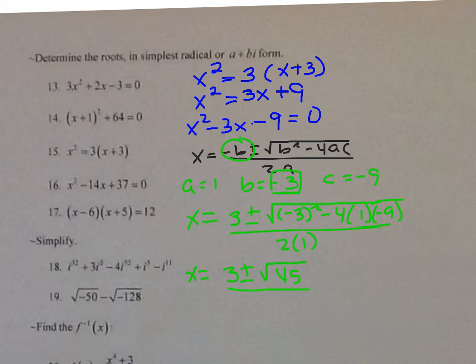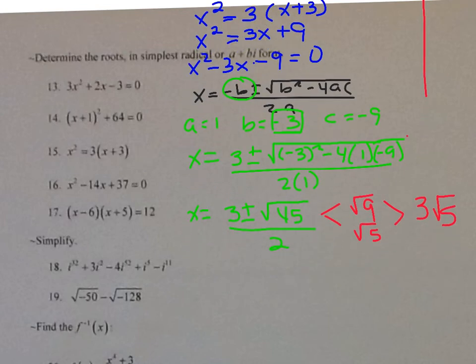all over 2. So now I want to simplify the square root of 45. What perfect square goes into 45? That would be 9 times 5, and the square root of 9 is 3. So it's 3 the square root of 5. So then I have here x equals 3 plus minus 3, the square root of 5, all over 2.